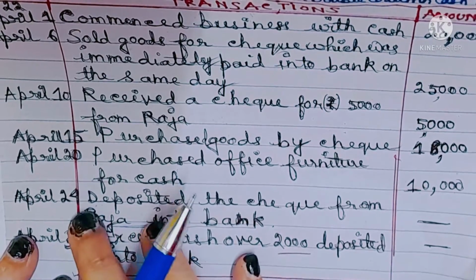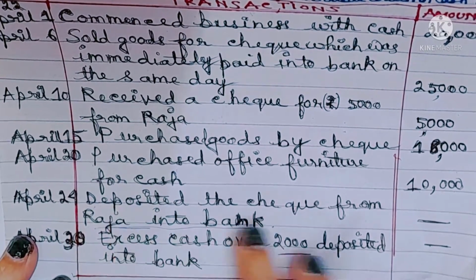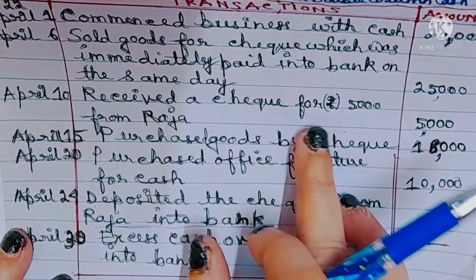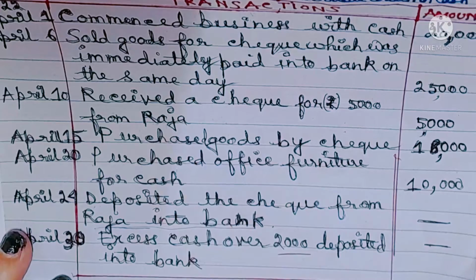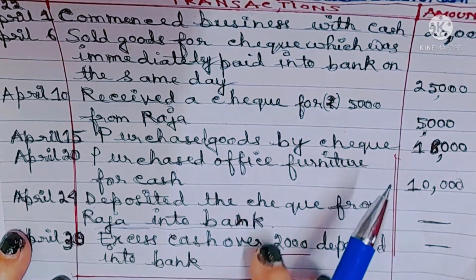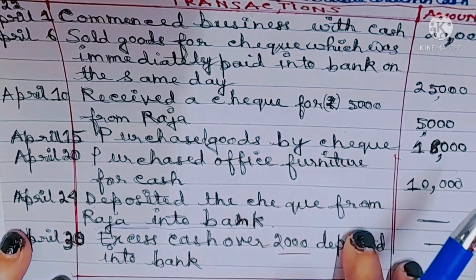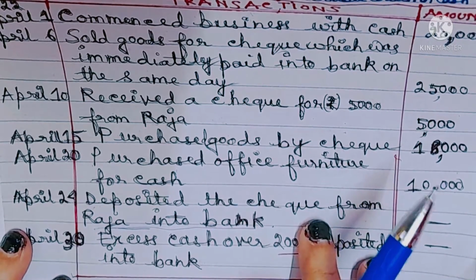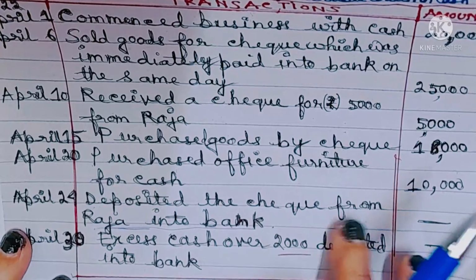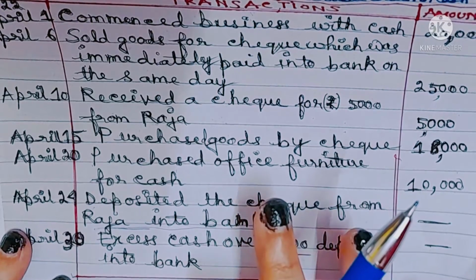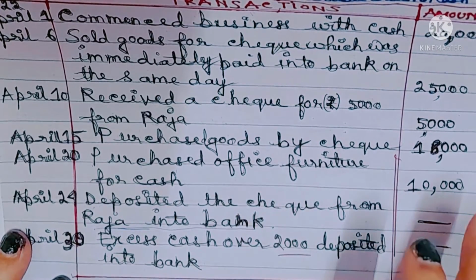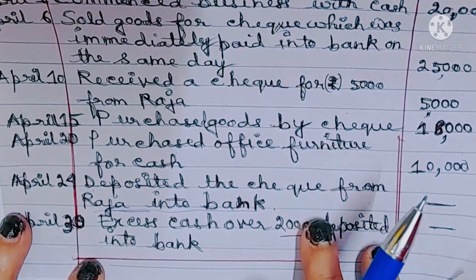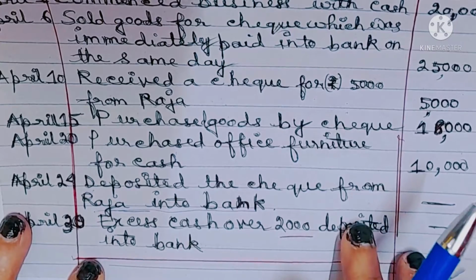The next transaction is on 24th April, deposited the check from Raja into bank. See, the check we received on 10th April, 5,000 from Raja, that check was deposited on 24th April. So what will be the journal entry? The journal entry will be bank account debit to check in hand account. Because earlier check in hand account was debit, now it becomes credit, it goes out. So the journal entry will be bank account debit to check in hand account 5,000.